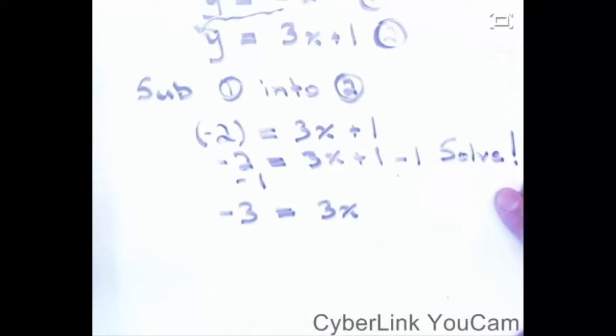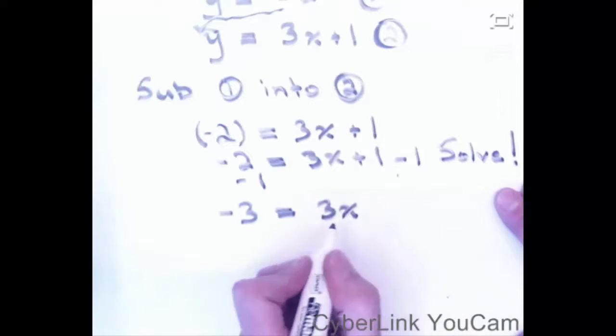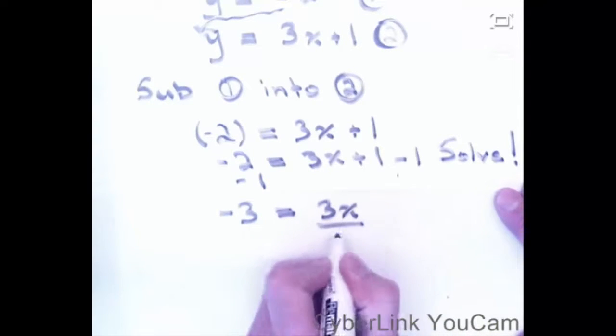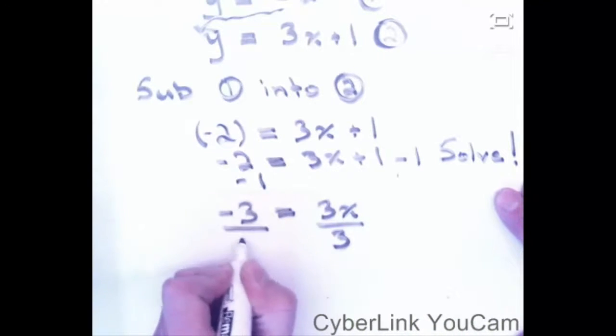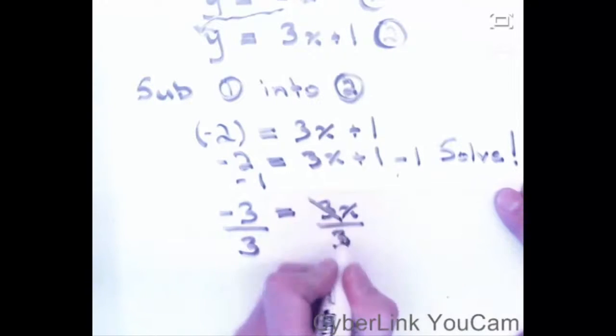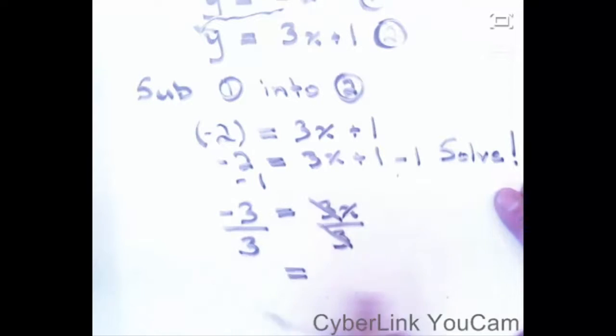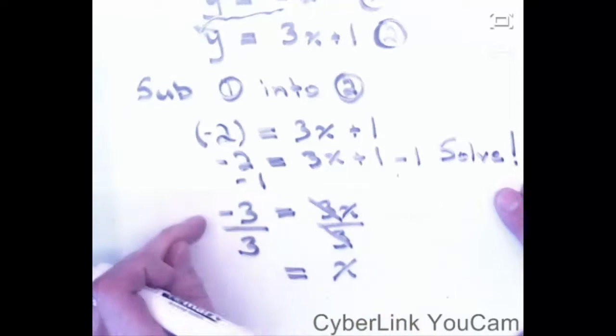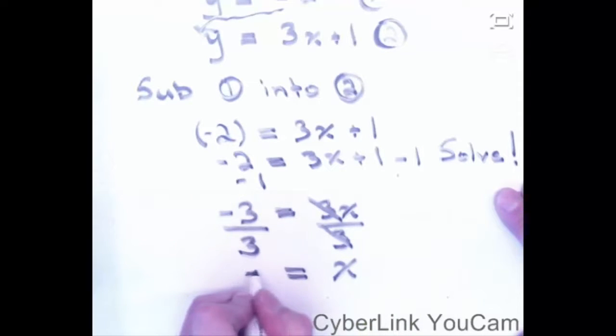Now you need to undo 3 times x, and to undo 3 times x, you have to divide the 3 out, and you have to do it on both sides. That causes this to cancel. There's no more 3 in front of our x, and you're left with x, and minus 3 divided by 3 is minus 1, and you've solved for x.